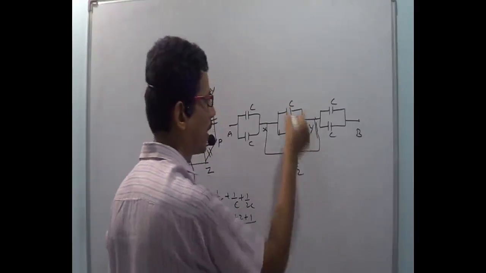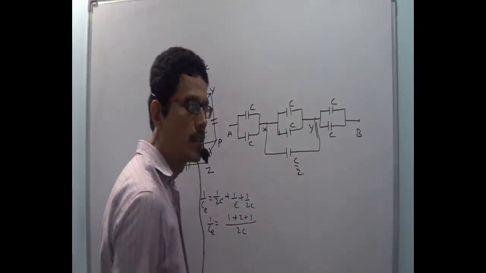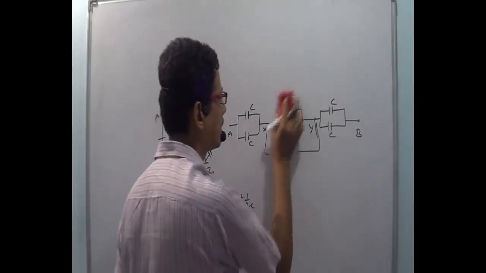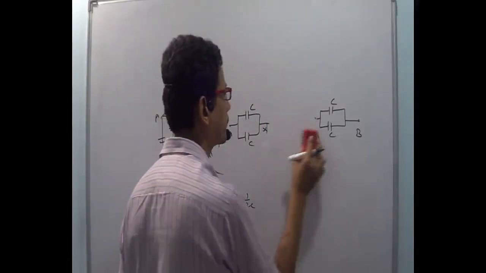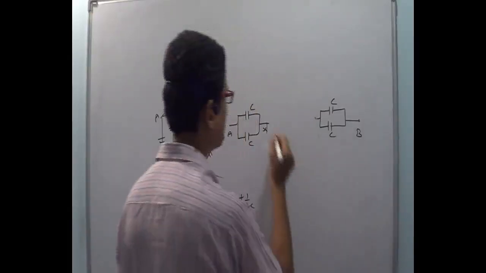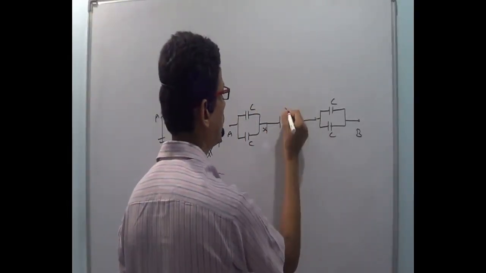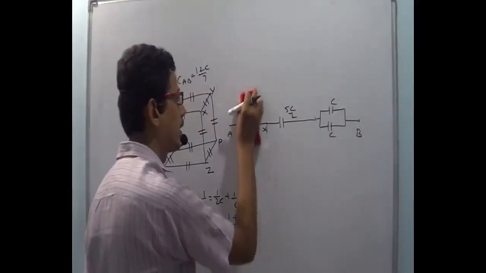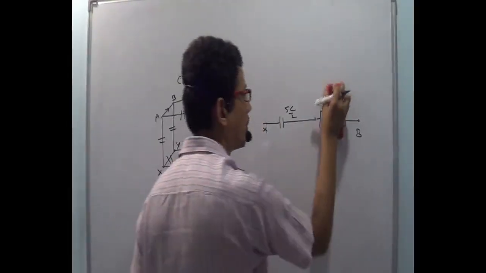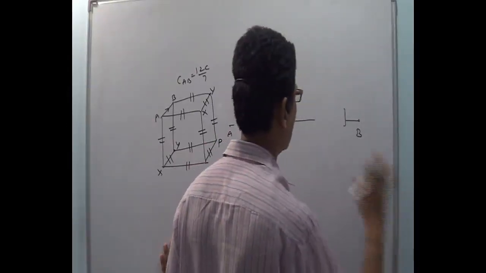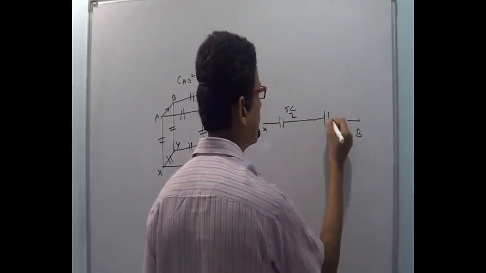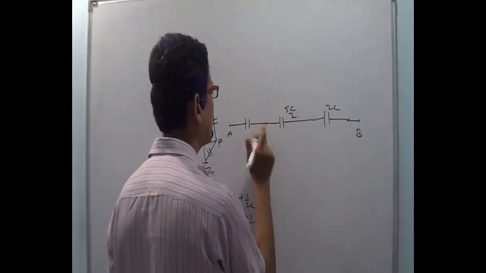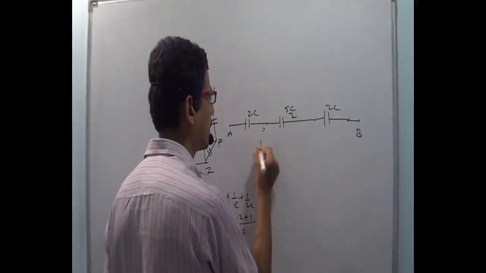Now these three are parallel. Parallel means we have to add. C plus C plus C/2 gives 5C/2. This entire thing is 5C/2. Okay, this is 5C/2. And what is this? This is 2C. Parallel means you have to just add it. Okay, this is 2C and this is also 2C.